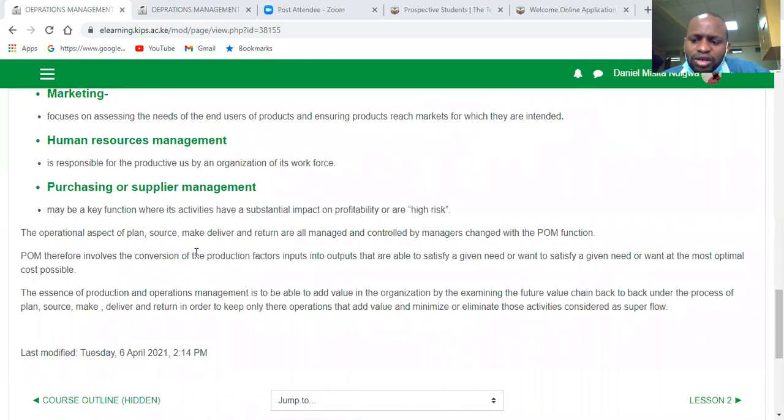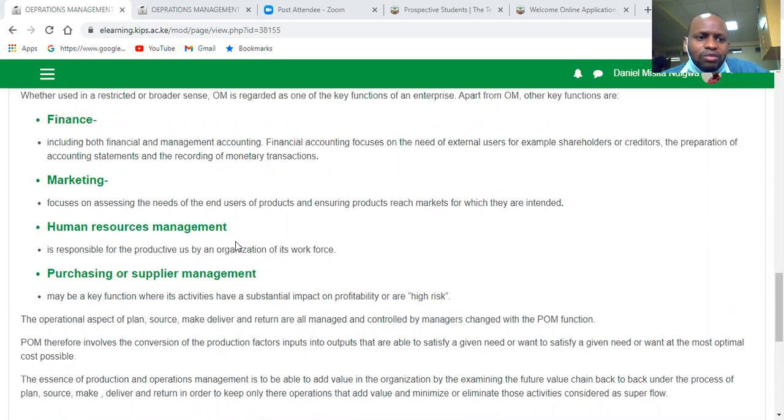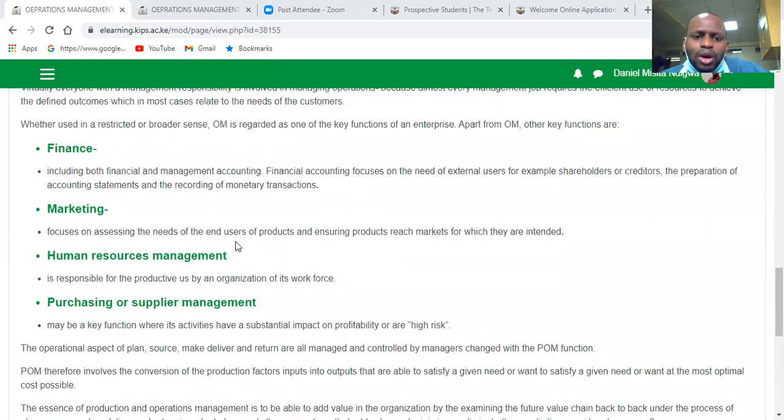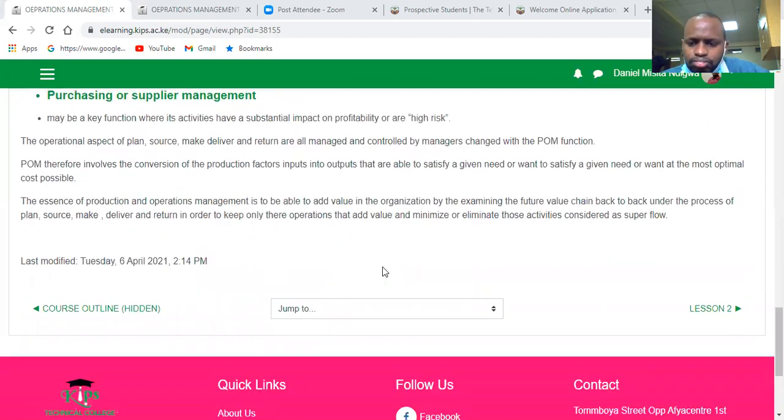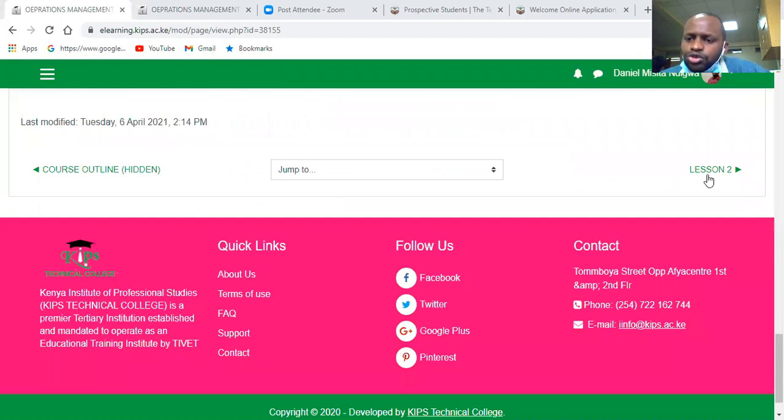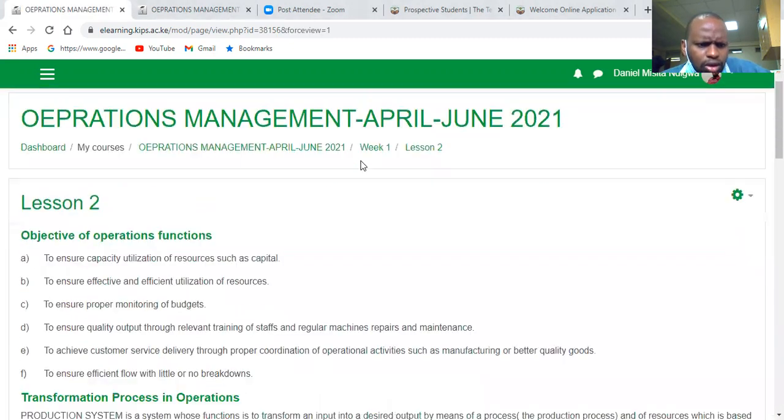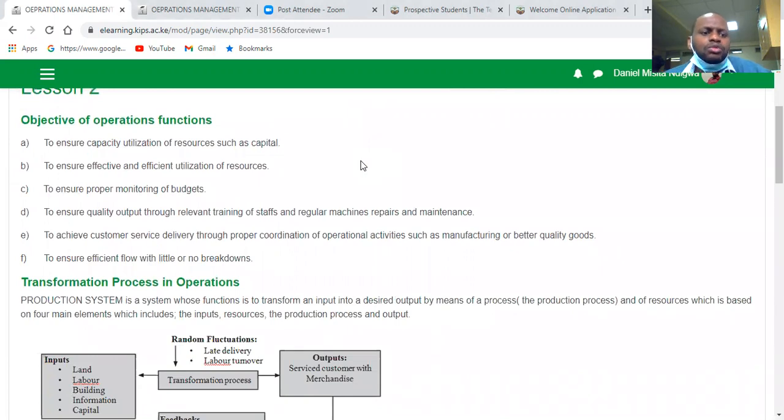So it combines various functions together, and at the end of the day, those functions work hand in hand with operations management for the greater goal of the organization. Our second lesson was the objectives of operation function.